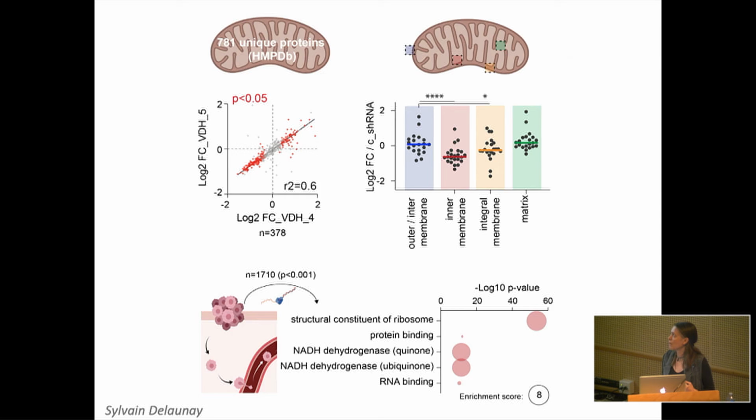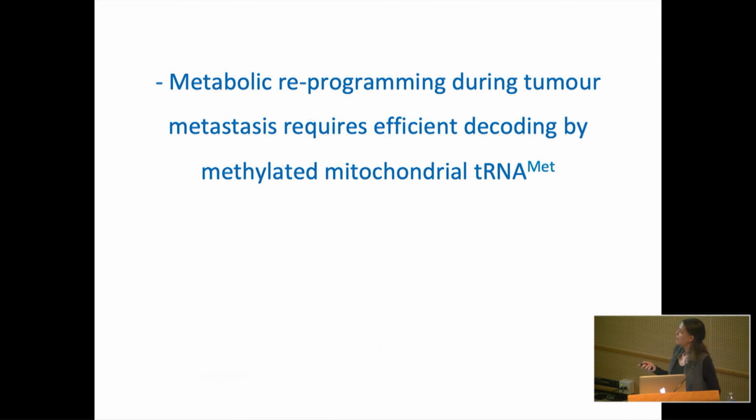But I do think if you come back to the question, it's quite amazing that the metabolic reprogramming during tumor metastasis is basically strictly dependent on the efficient decoding of one mitochondrial tRNA, and that this is methylated. So does this mean we can probably use this to inhibit metastasis or inhibit tumor growth in patients? We're thinking about this quite a bit, and I think, yes, you can, but you really have to consider that we're looking at a dynamic process.